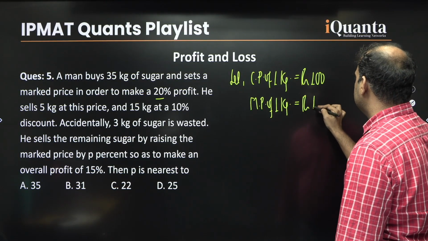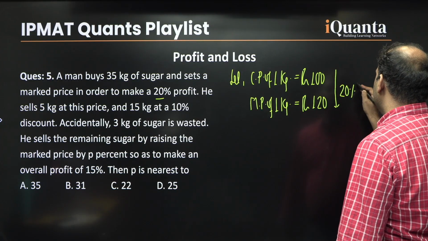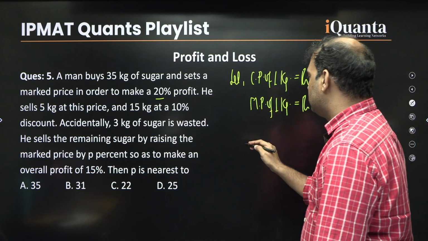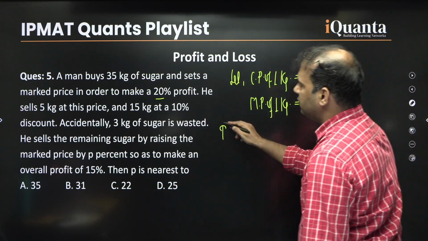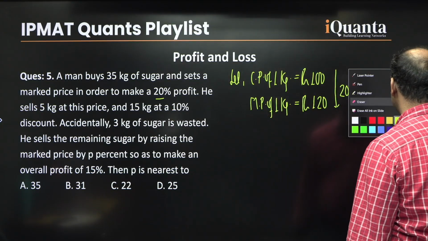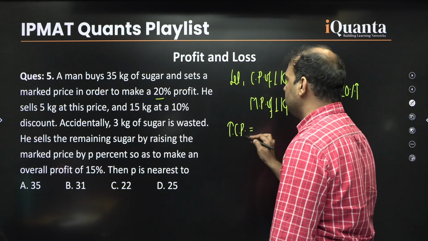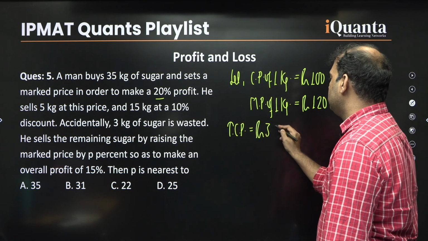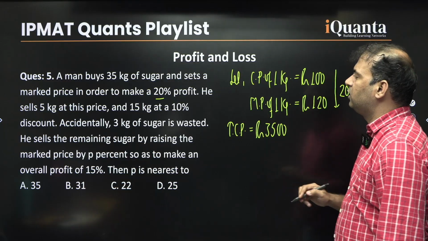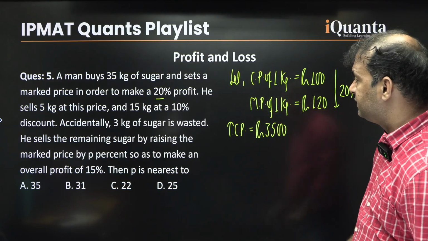Which should be 120. Simple, right? 20% above this. Okay, so what should be his total cost? Remember, he buys 35 kg of the sugar. So his total cost should be 35 into 100, which means rupees 3500, right guys? Obviously 1 kg cost is 100, so 35 kg's cost should be 3500, pretty simple.